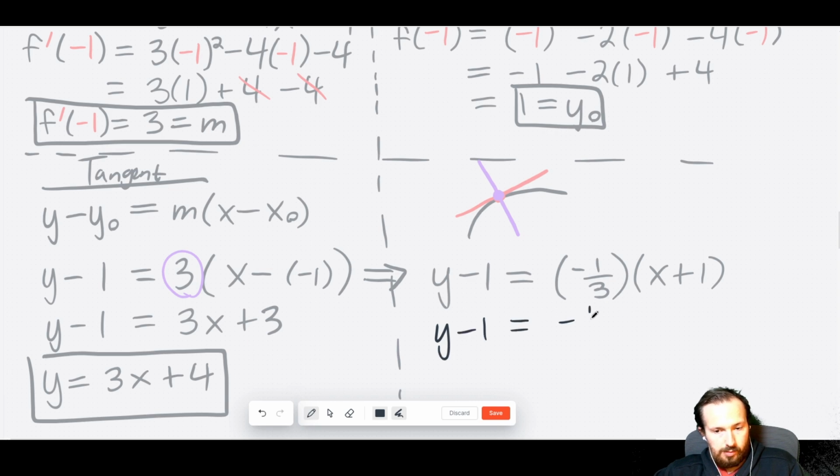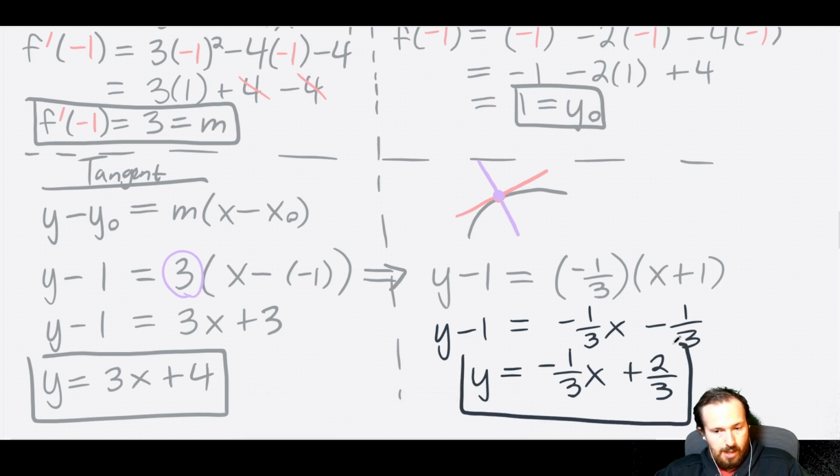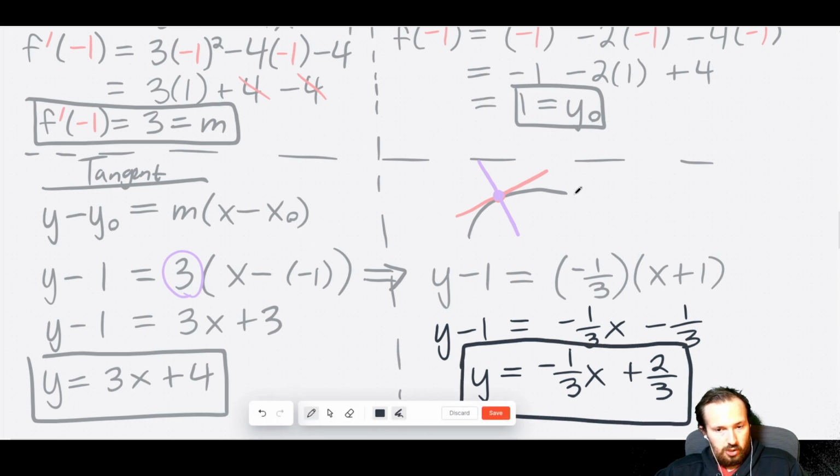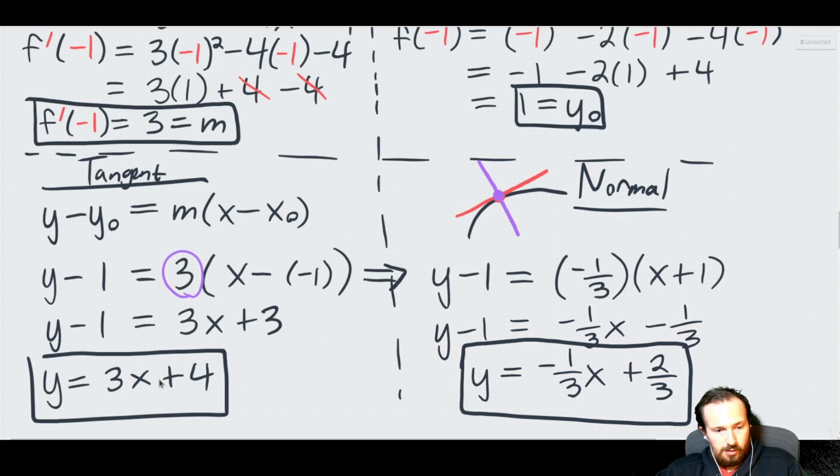So what will this be? -1/3 x minus 1/3. And then if I add 1 to both sides, what is -1/3 plus 1? Think about it like -1/3 plus 3/3 equals 2/3. So you get, long story short, y equals -1/3 x plus 2/3. And there you go. That is the equation of our normal line. So this is the equation of the tangent line. This is the equation of the normal line.